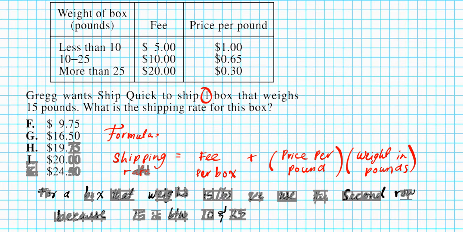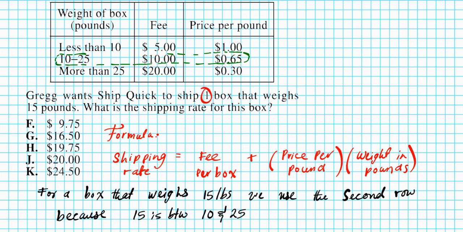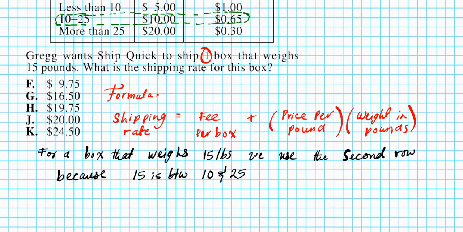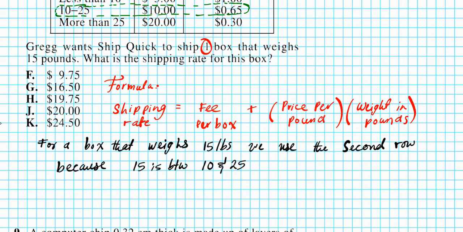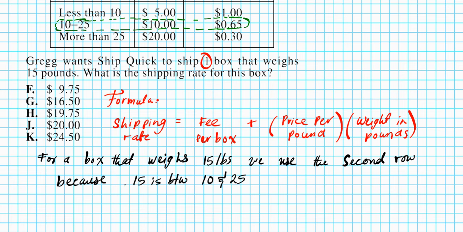So in Greg's situation, this is the row that we're going to be using to calculate his shipping rate. All right, so let's apply this rule to this formula right here. Greg's shipping rate is his fee, which is $10, plus what is the price per pound in that row? The price per pound in that row is 0.65 per pound.